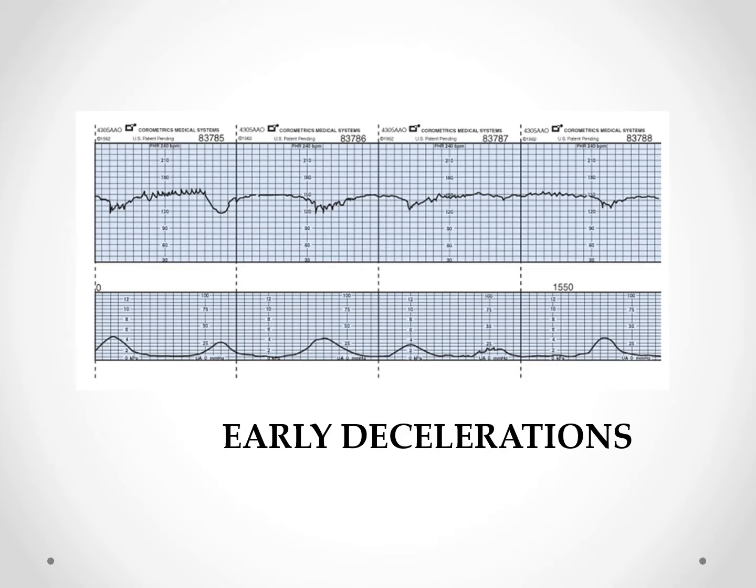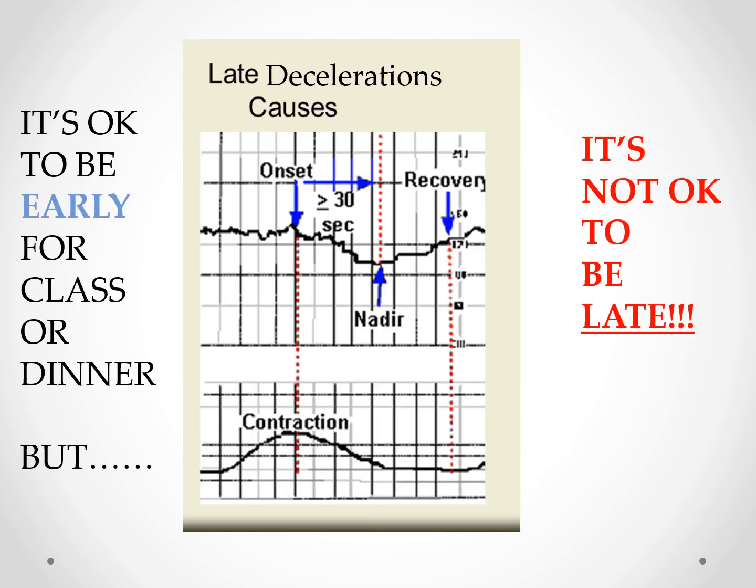This is another picture of early decelerations. If you look in that first box, the nice smooth dip down, see where it starts to go down right under the number 3. If you look across the top, it says 83785. Look right down under the number 3. You can see where it starts to go down. Draw your line down to the contraction, and you see clearly that it begins to decrease on the left side of the contraction. Again, it's okay to be early for class or dinner, but it's not okay to be late.